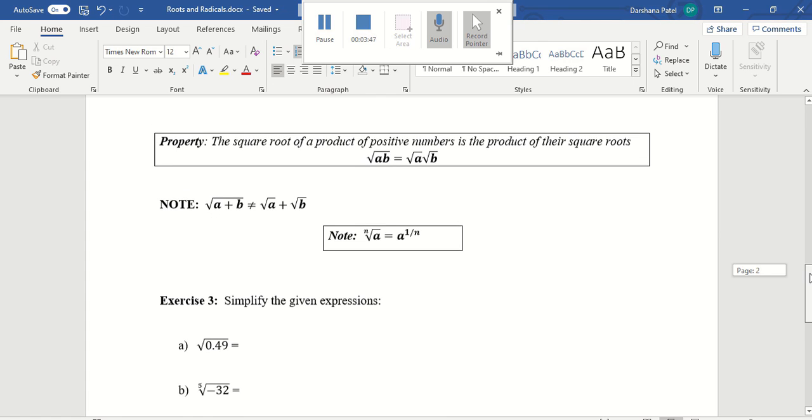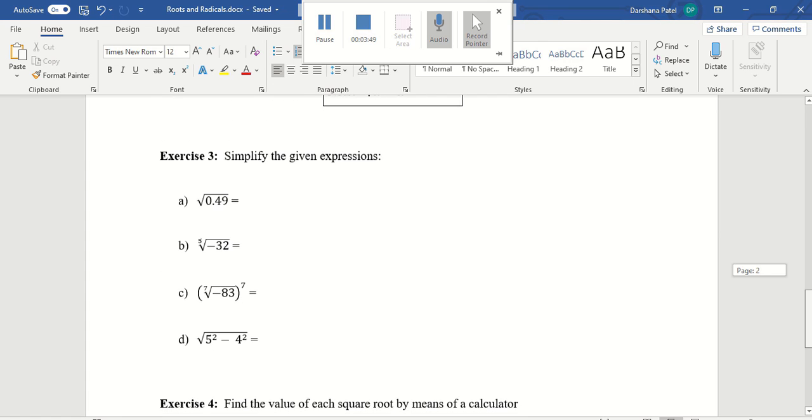They both mean the same thing. Let's see some examples. Square root of 0.49. Some of us can punch it in the calculator and get it, or some of us can realize 7 squared is 49, so this should then be 0.7. The fifth root of negative 32 is a number which multiplied by itself 5 times gives us negative 32, and that will be negative 2.